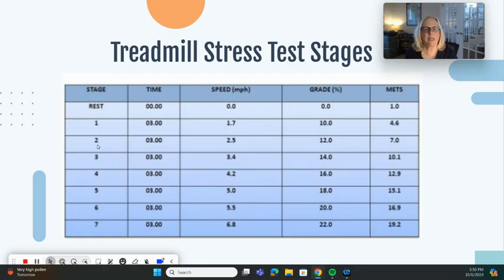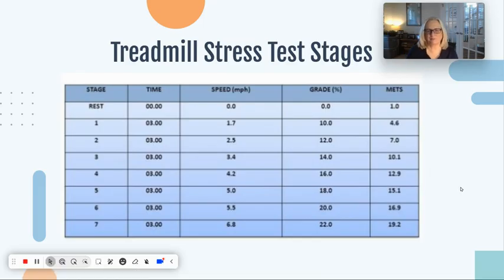Then notice after 3 minutes, we'll go to stage 2, and we're going at 2.5 miles per hour at 12% grade. And then stage 3 is 3.4 at 14. Stage 4 is 4.2 at 16. Stage 5 is 5 miles per hour at 18. So a lot of you are like, hey, I run and jog on the treadmill. I go up to 5, 5.5, 6.8. But are you at a 22% grade? Probably not. So it's much more challenging than you think it would be. But I'm excited to see how you guys try it out. It'll be fun.